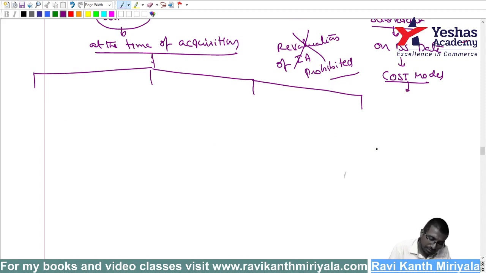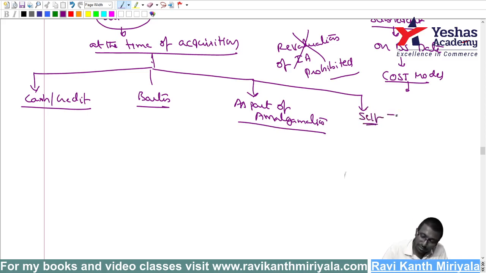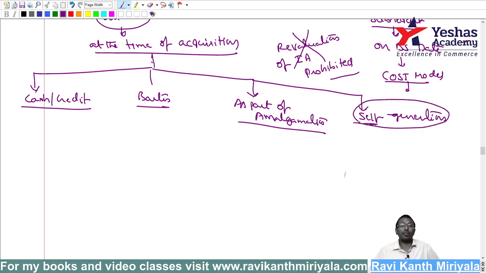First situation, you are buying by paying cash or credit. You paid the money and you got the intangible asset. Next one is the barter system, exchange of assets. Next, it is as part of amalgamation. Last one is self generation. We have done research and development and we generated one new intangible. We have invented something. That is self generation. One has to understand this.